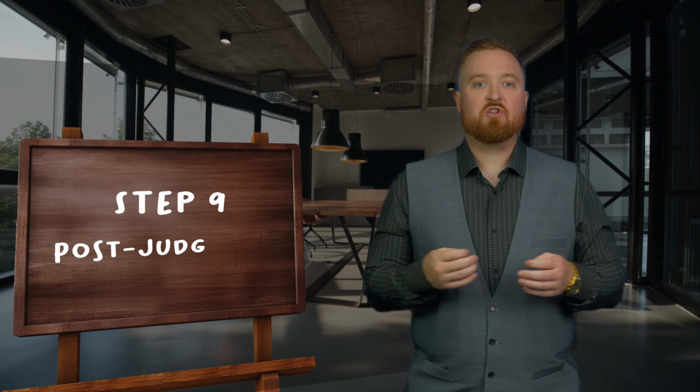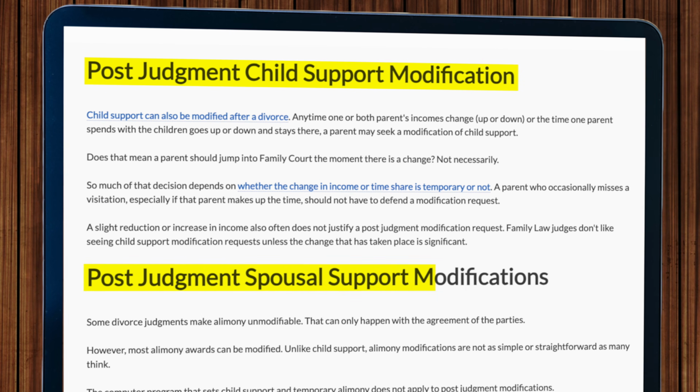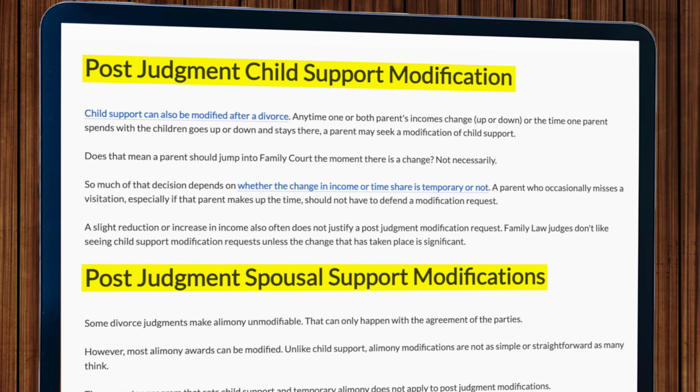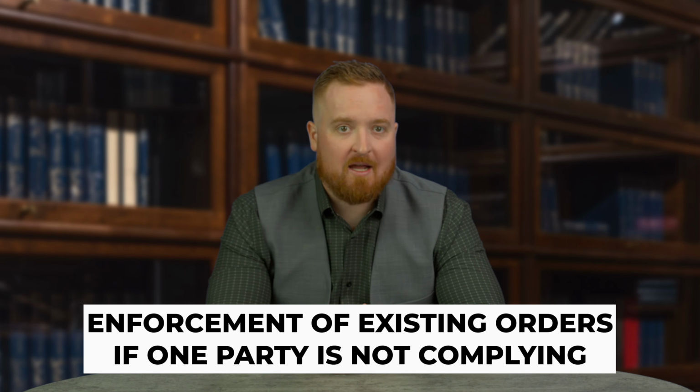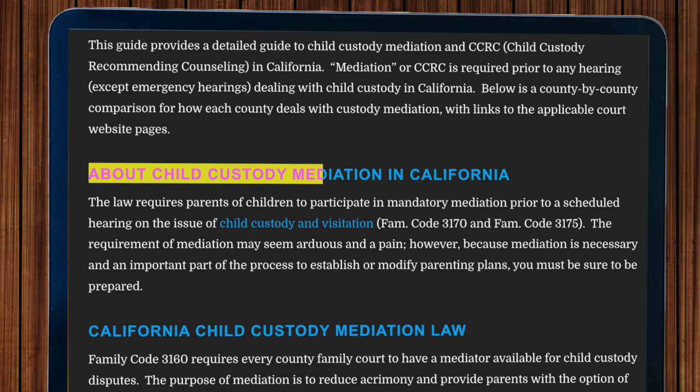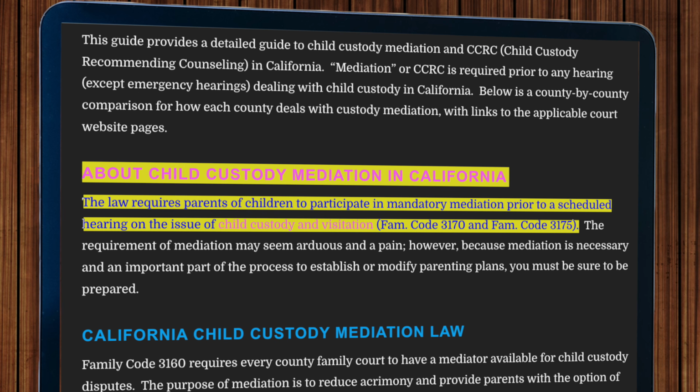Step 9. Post-judgment matters. Even after the judgment is entered, there may be post-judgment issues that arise. This could include modifications to custody or support orders due to change in circumstance, or the enforcement of existing orders if one party is not complying. Navigating California divorce involves several key steps, and when children are involved, mediation is a crucial and often mandatory part of the process to help parents prioritize their children's well-being.